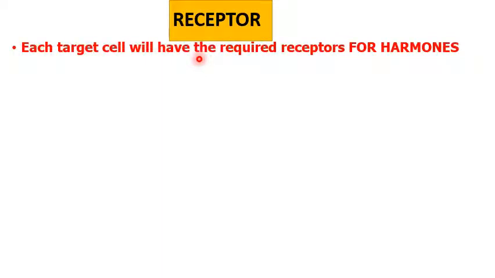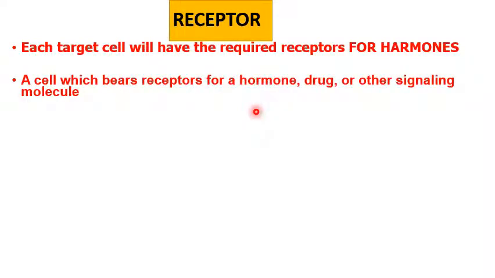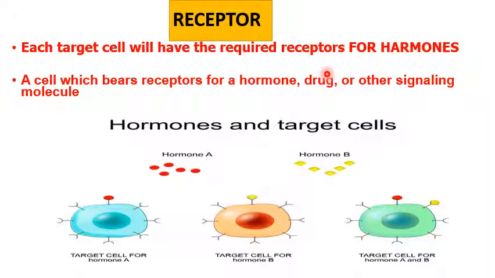We have already read about receptors. So what is a receptor? A receptor is something present on the target cells which has the capacity to accept the chemical molecules produced by the producer cells. So these receptors are for hormones, drugs also, and other signaling molecules.